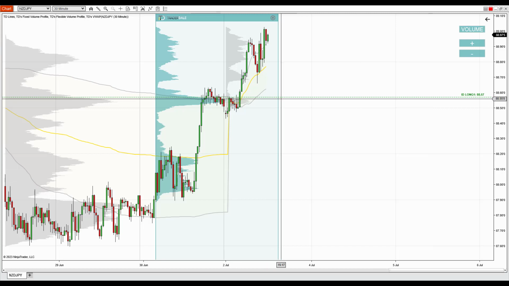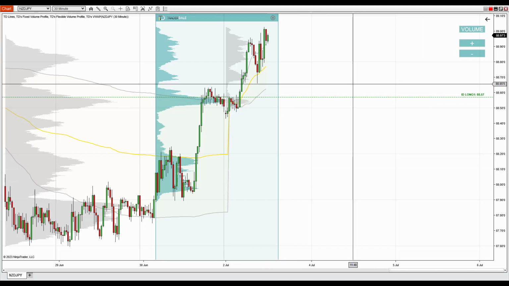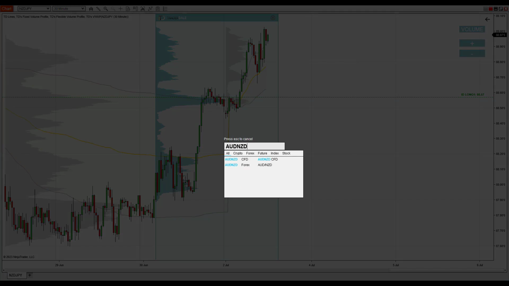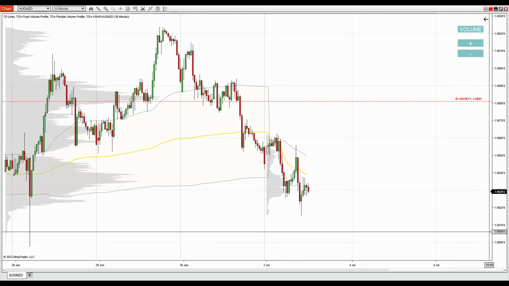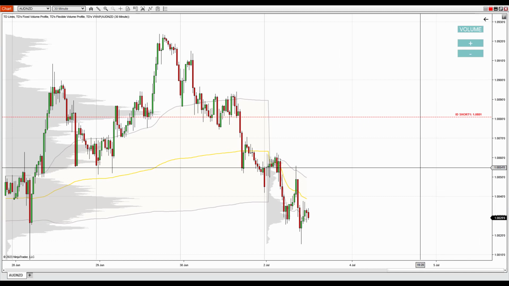So another significant volume zone to trade from. And let me switch to another chart, another trading idea, and it will be on the Australian dollar, New Zealand dollar. So this is the Australian dollar, New Zealand dollar. There are two things which I wanted to show you here.